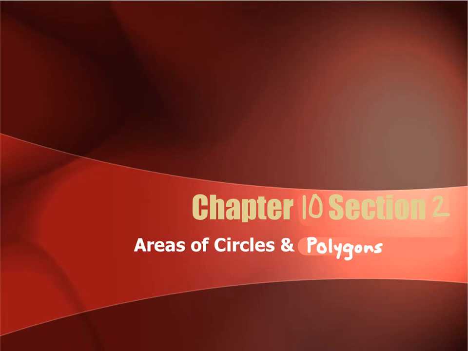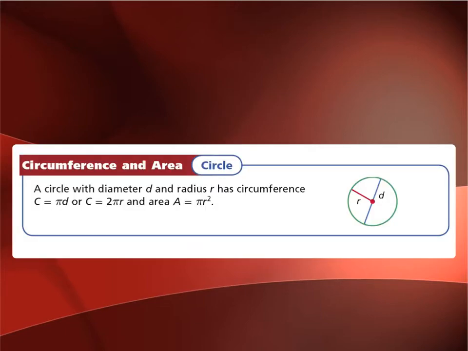In 10.2, we're going to review how to find the area and circumference of circles. In addition, we're going to learn how to find the area of polygons. Remember, polygons are shapes with many sides. So first we have the circumference and area of a circle. We've already learned this in the past, so this part is just a review.